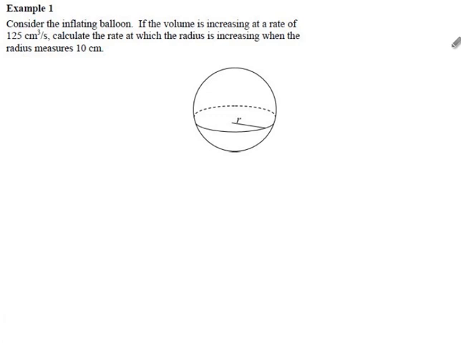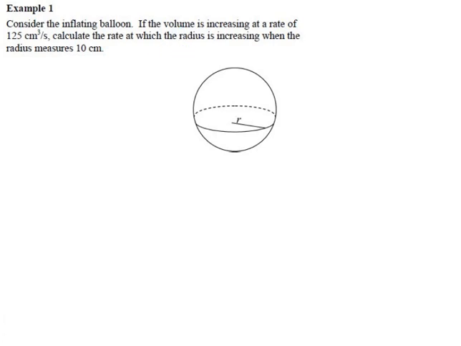Consider the inflating balloon, they say. If the volume is increasing at a rate of 125 cubic centimeters per second, calculate the rate at which the radius is increasing when the radius measures 10 centimeters. Okay, so the balloon is a sphere, and they want to talk about changes in its volume compared to changes in its radius.